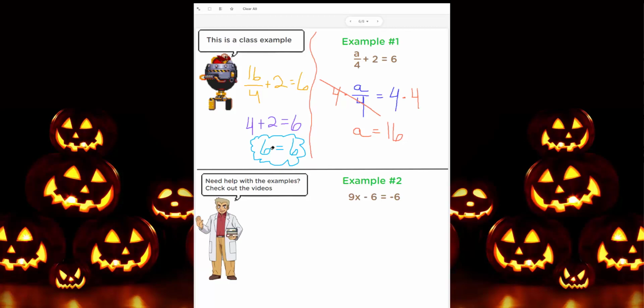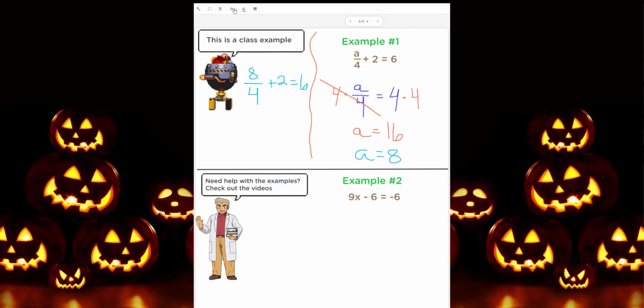Let's pretend that we solved this problem, this part on the right, incorrectly. And let's pretend that we got the answer A equals 8. Okay, now we're going to check to make sure that that's the right answer. So we do the same thing. Take the same equation that we started with and replace A with 8. So we get 8 divided by 4 plus 2 equals 6.